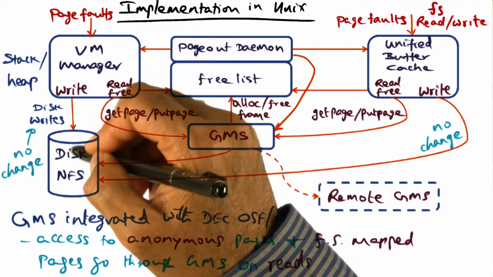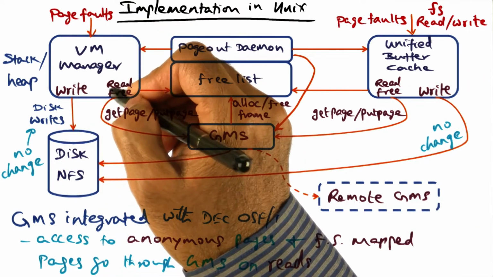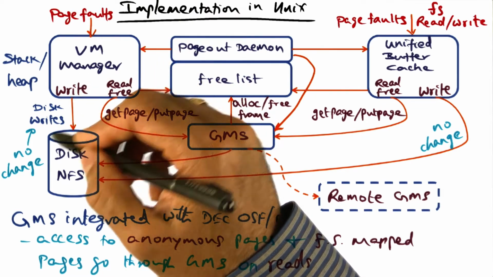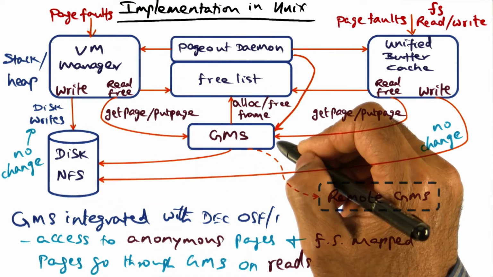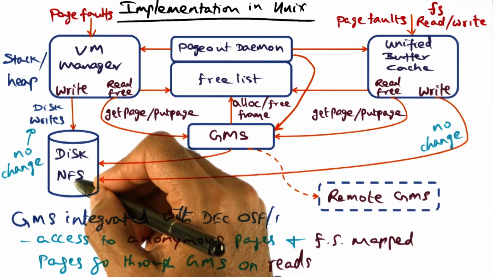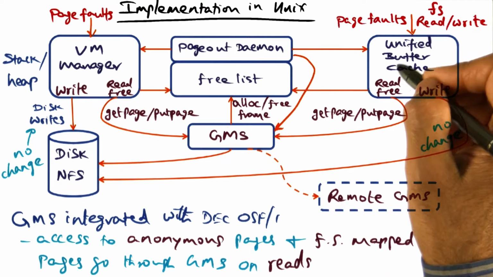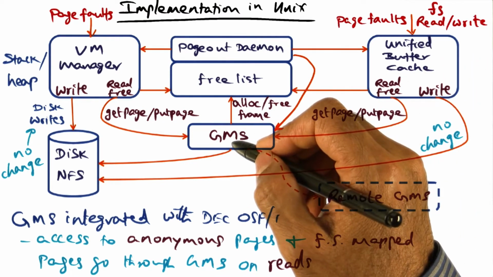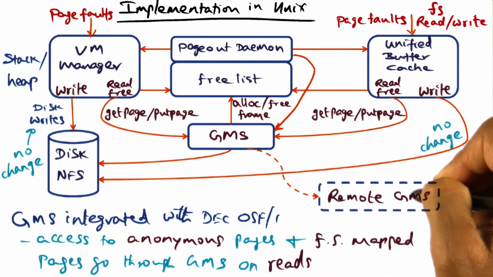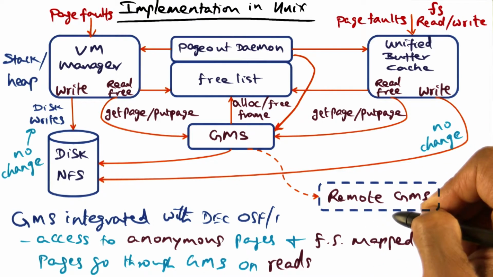Notice also, writes to disk are unchanged. Originally, whenever the VM manager decides to write to the disk, it's because a page is dirty. It writes to the disk. That part we don't want to mess with because we are not affecting the reliability of the system in any way. Writes remain unchanged. Only when you have a page fault, you have to get the page from the disk. You don't go to the disk anymore, but you come to GMS, and GMS then is integrated into this system so that it figures out where to get that missing page from.